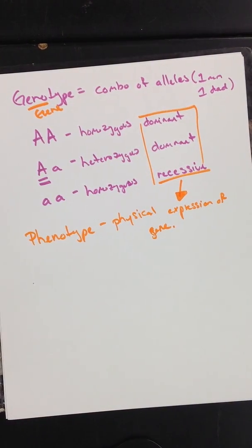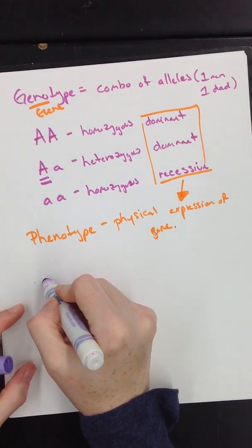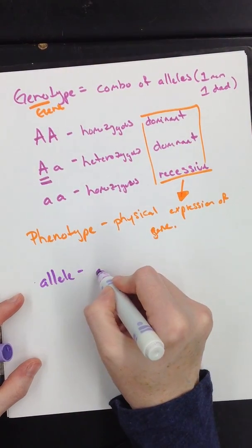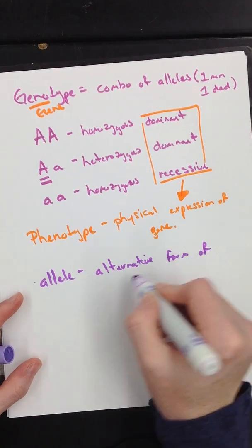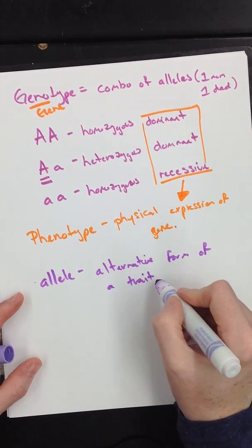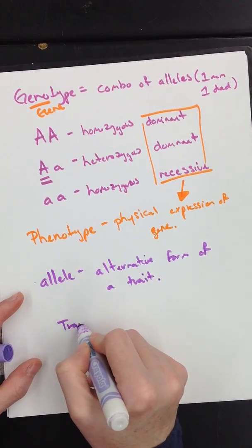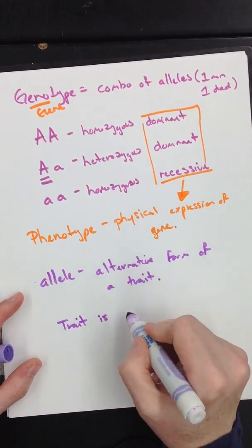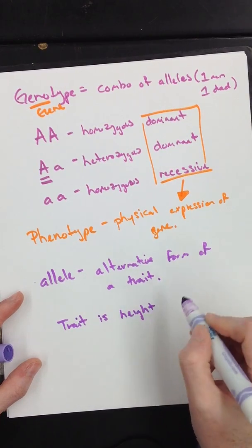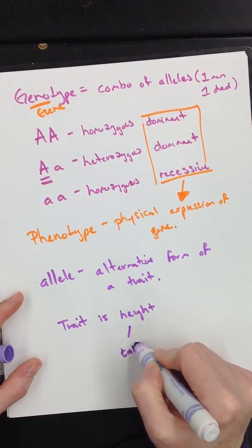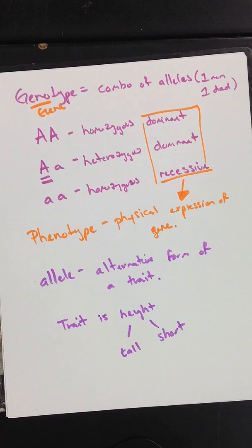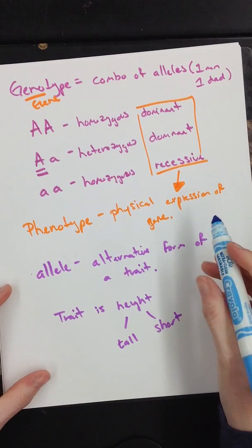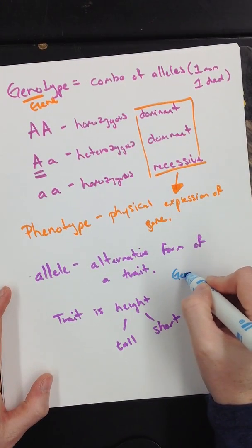And then another word that we need to make sure we're familiar with is allele. An allele is just the alternative form of a trait, right? And so if my trait is height, then my alternative forms would be tall, or I can be short. And so when we do this, it kind of ties it all together, right? Alternative forms.